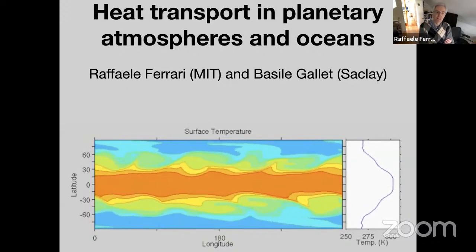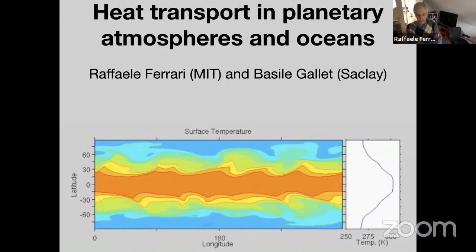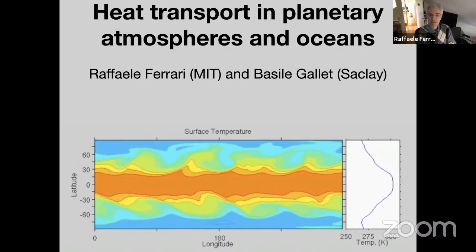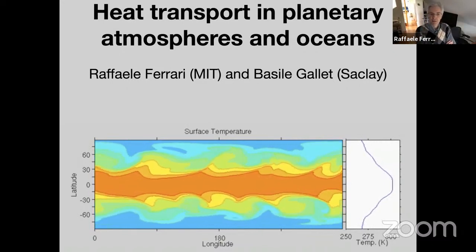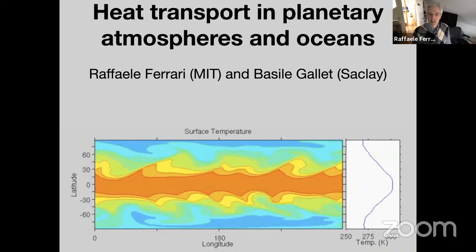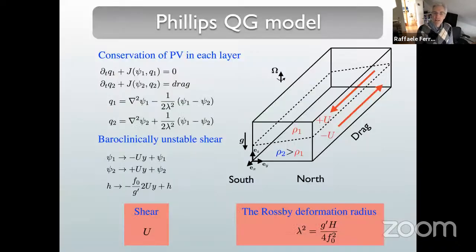So the work I present today, done with Basile Gaillet from Saclay in Paris, is trying to get scaling laws, fundamental scaling laws that tell us at what rate that heat is transported. We're going to take a very simple approach. It's just a two-layer quasi-geostrophic model. So we have two layers of different densities on top of each other. We are going to make a quasi-geostrophic approximation so that the dynamics in the upper and lower layer is just conservation of potential vorticity, or QG PV.